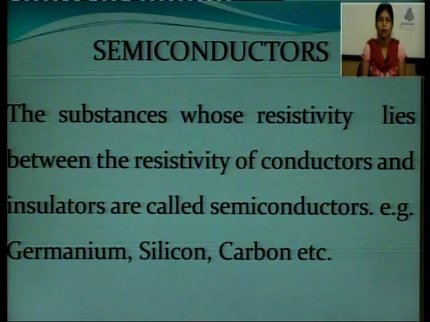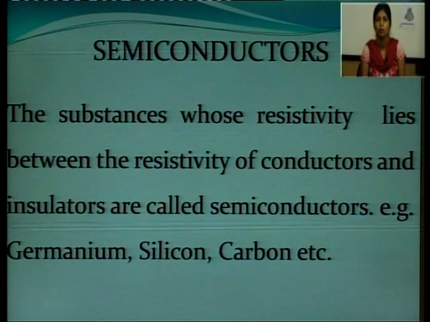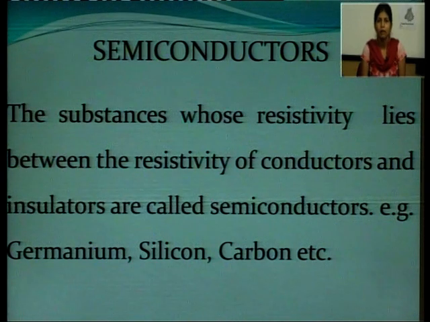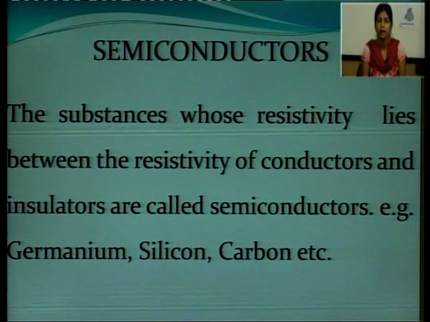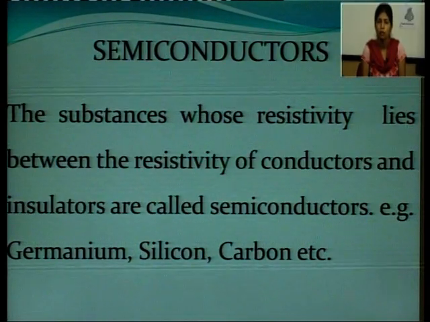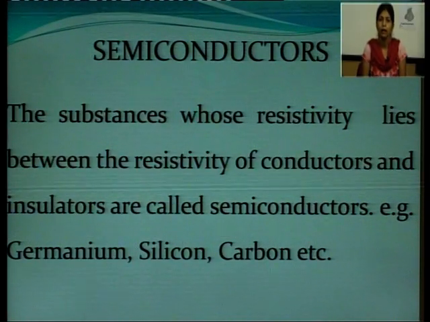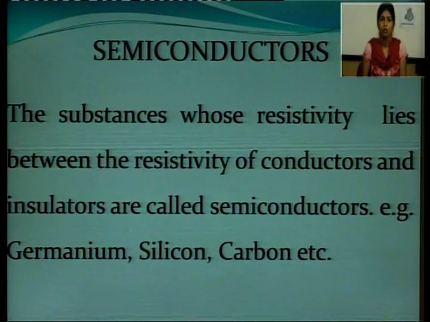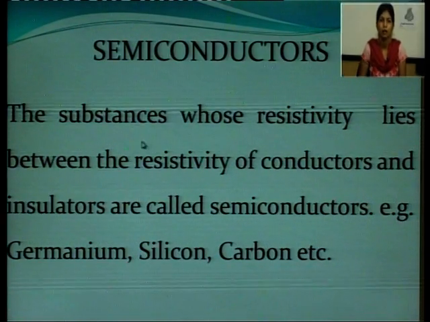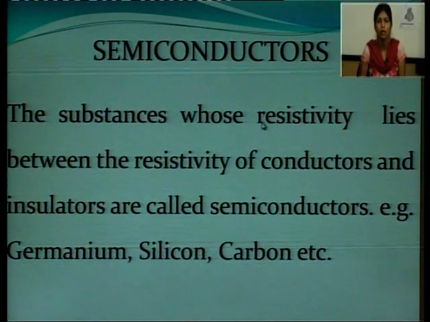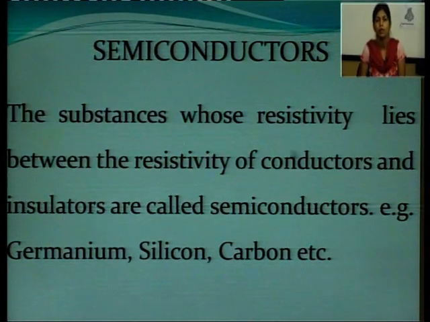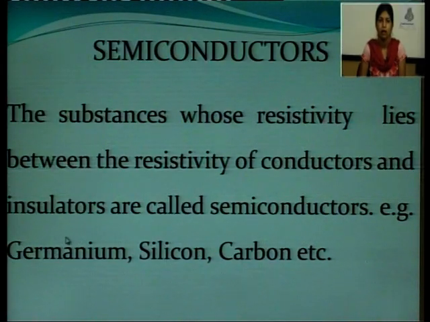And third category is semiconductor. Now, semiconductors are those materials whose conductivity lies in between conductor and insulator. Means we can say that semiconductors are those substances whose conductivity is less than the conductor and it is more than the insulator. So, in other way we can define the semiconductor as the substances whose resistivity lies between the resistivity of conductors and insulators. Examples are germanium, silicon, carbon, etc.